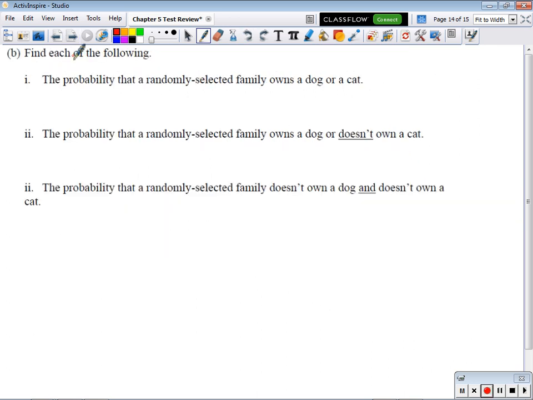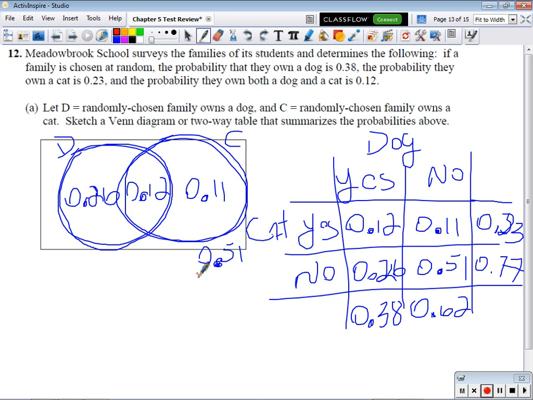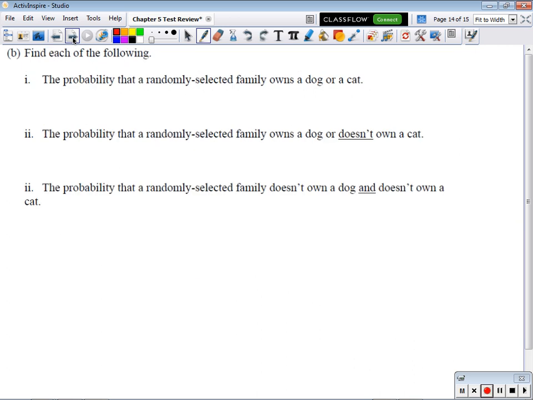And then for part 3, the probability that a randomly selected family doesn't own a dog and doesn't own a cat. So if I come back to the Venn diagram, that's this group right here. It's the group of people that are not in the circle, so that's 0.51. If you're talking about the two-way table, it's no and no. Well, this is the group right here that's no and no. And if you notice there, once again, the answer is 0.51. So that was the third part for number 12.